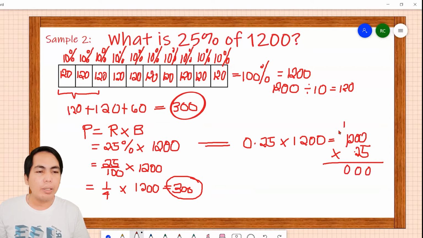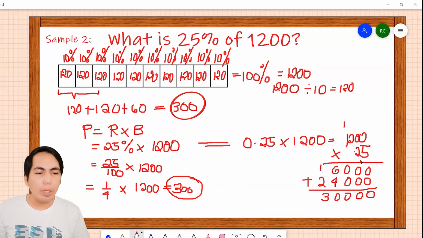5 times 1 is 5 plus 1 is 6. 2 times 0 is 0. 2 times 0 is 0. 2 times 2 is 4. 2 times 1 is 2. Then we can add our initial products. 0 plus 0 is 0. 0 plus 0 is 0. 0 plus 0 is 0. 6 plus 4 is 10. Write 0, and carry the 1. 2 plus 1 is 3.